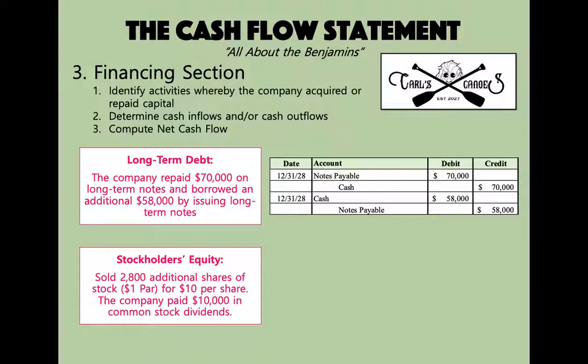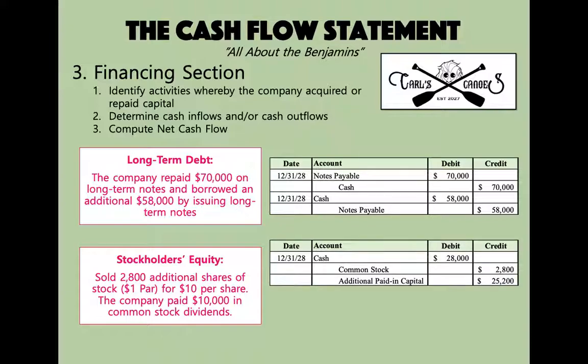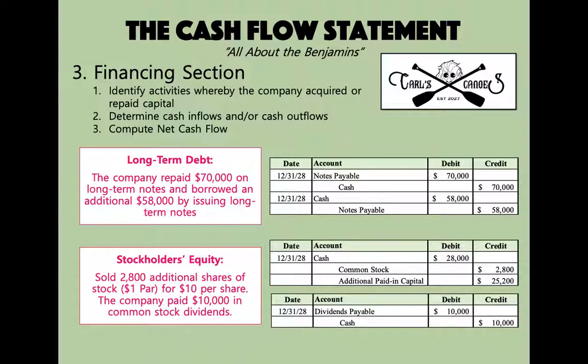In regard to stockholders' equity, the other place where we can acquire capital, let's say that we sold 2,800 additional shares of stock that has a par value of $1 for $10 per share. The company paid $10,000 in common stock dividends also. What do those journal entries look like?